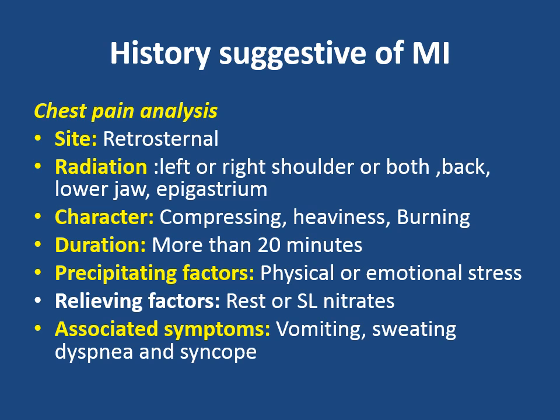The history suggestive of myocardial infarction includes retrosternal chest pain that radiates to the left shoulder or right shoulder or both, or radiating to the back, lower jaw, or epigastrium, compressing in character or burning chest pain or heaviness, and it lasts for more than 20 minutes, precipitated by physical or emotional stress and relieved by rest or sublingual nitrates, and associated with vomiting, sweating, dyspnea, and syncope.